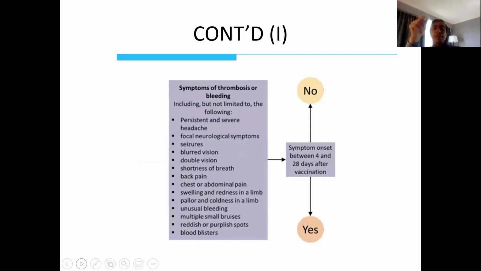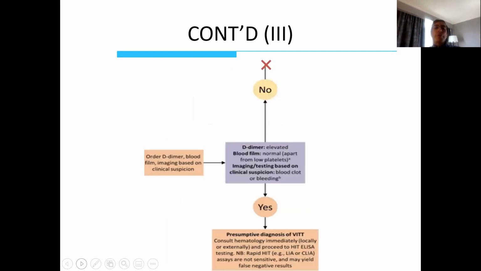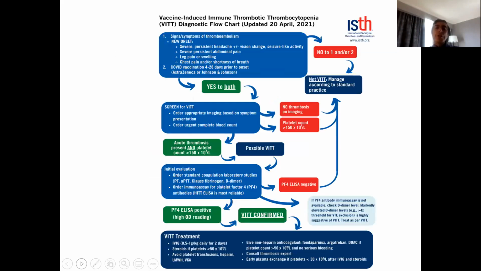If the answer is yes, next slide, it would do the screening. Next slide, please. It would do the screening for thrombocytopenia, and if absent, VITT is unlikely. If present, next slide, please. Then it would pursue the laboratory investigation with a CBC, in addition to the CBC, the D-dimer, the ELISA HIT screening, and fibrinogen, and the imaging according to the complaint. Next slide, please. It's just a summary which summarizes exactly the same by ISTH.